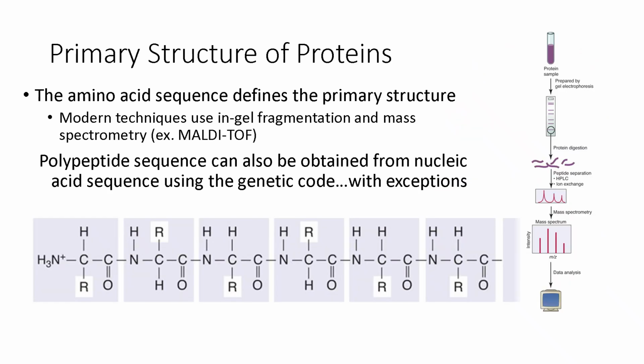The primary structure of a protein is the specific sequence of amino acids joined by peptide bonds. Modern techniques like mass spectrometry, including MALDI-TOF, and nucleotide sequencing allow us to determine this sequence. Although DNA can predict protein sequence, exceptions due to RNA splicing and modifications must be considered.